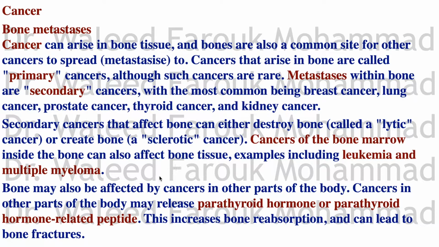Now, when it comes to cancer and metastasis, cancer can arise in bone tissue, and when they arise from bony tissue, they are called primary cancers, but they are less common than the metastatic cancers from other sites of the body. These are called secondary cancers, and the most common origins are breast cancer, lung cancer, prostate cancer, thyroid cancer, and kidney cancer.